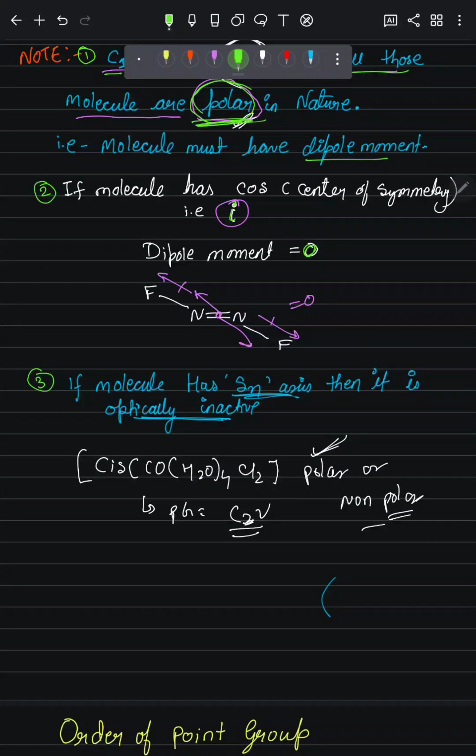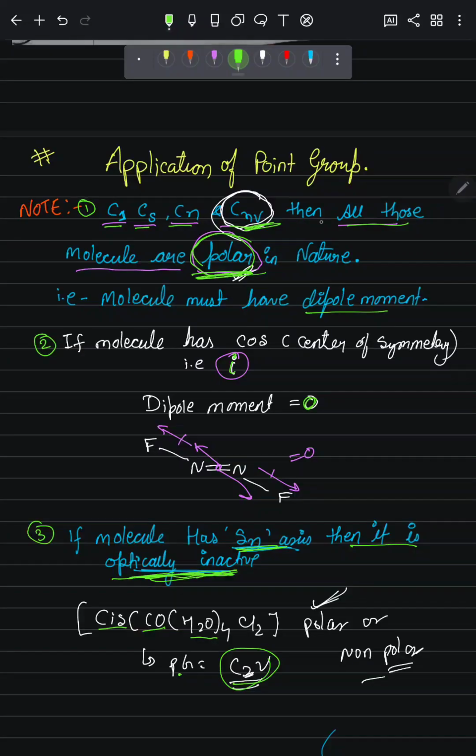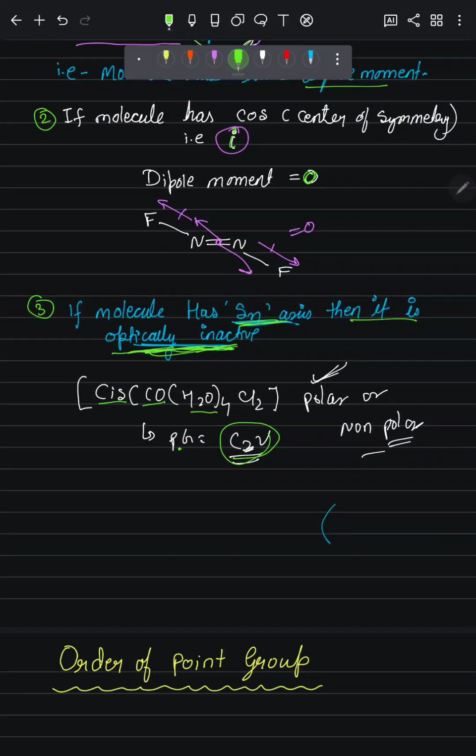And the third important point: if a molecule has an Sn axis, then it is optically inactive in nature. Let's take an example, cis-Co(en)2Cl2. The structure of this is polar because its point group is C2v, and we know that in the C2v point group all the molecules are polar in nature.